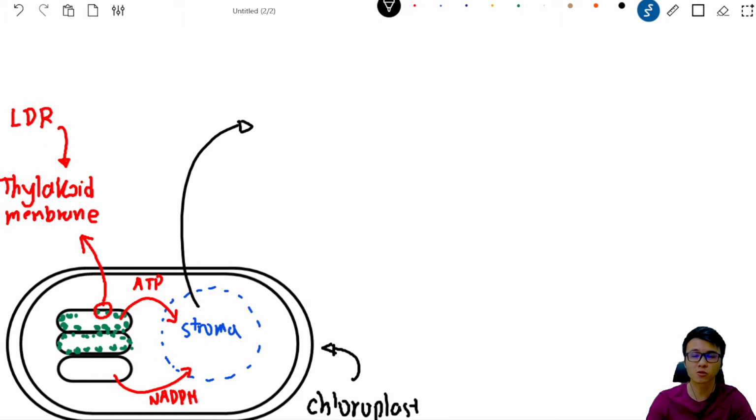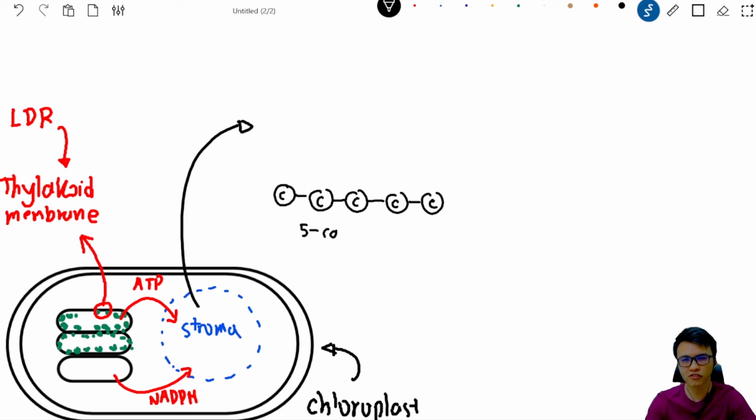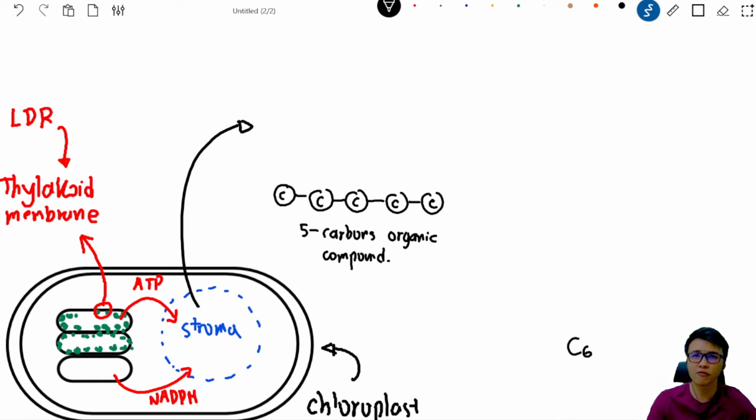Inside the stroma, we have a 5-carbon organic compound. This compound consists of 5 carbons, that's why we call it a 5-carbon organic compound. But this 5-carbon organic compound is not enough to make glucose because glucose consists of 6 carbons. The chemical formula of glucose is C6H12O6, and you can see that we need 6 carbons to produce 1 molecule of glucose.